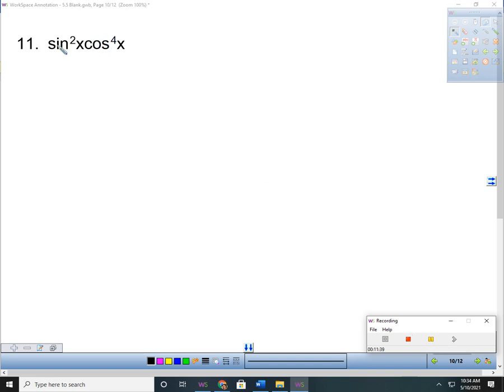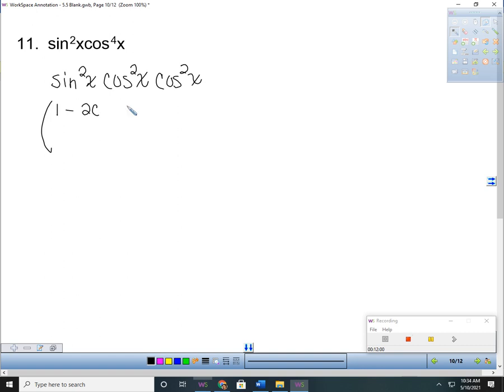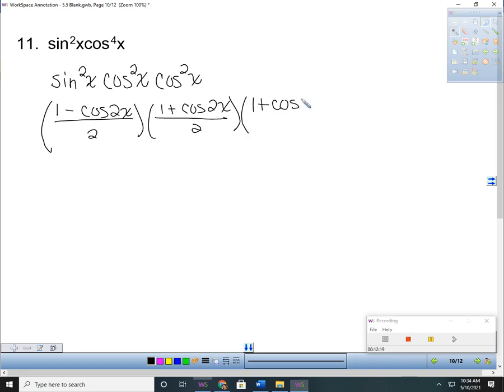So in number 11, I'm looking here. I already have the sine squared, so I can power reduce that, and I'm going to view the cosine to the fourth as cosine squared x times cosine squared x. And I need to replace all three of those with their power reducing formula. So 1 minus cosine 2x over 2, 1 plus cosine 2x over 2, and 1 plus cosine 2x over 2.